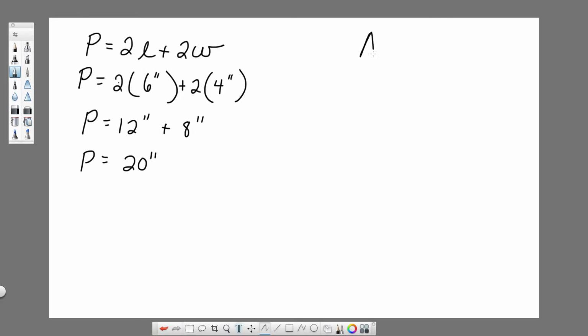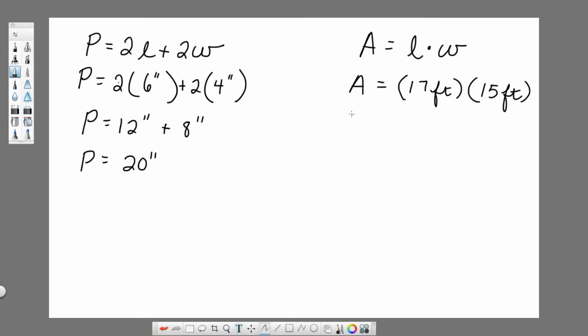The next formula said that the area of a rectangle is area equals length times width. In this particular problem, let's erase. Hit the eraser and see if I can erase this. Go back to my pen. And then the length was 17 feet and the width was 15 feet. So I take 17 times 15 and I get 255. And when I take feet times feet, I get square feet. And that's my answer, 255 square feet.